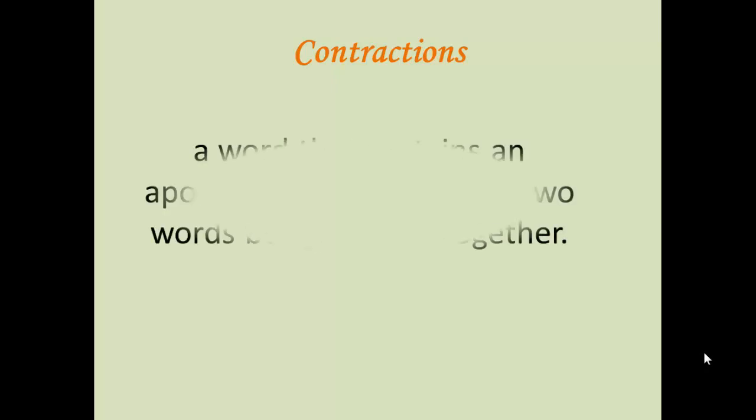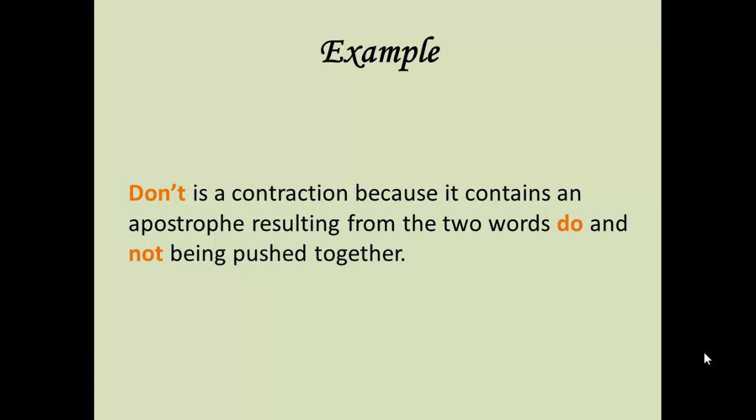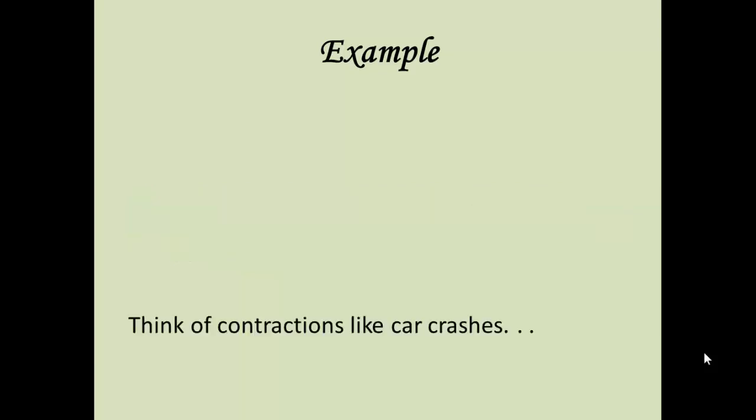So contractions. Yes, these are the things that women experience during labor, but not in this sense. What we're going to focus on is two words that are basically pushed together using an apostrophe. Here's a definition of a contraction right in front of you. So let's begin with an example. Consider the word don't. This is a contraction because it has an apostrophe and it results from the two words do and not having been pushed together.